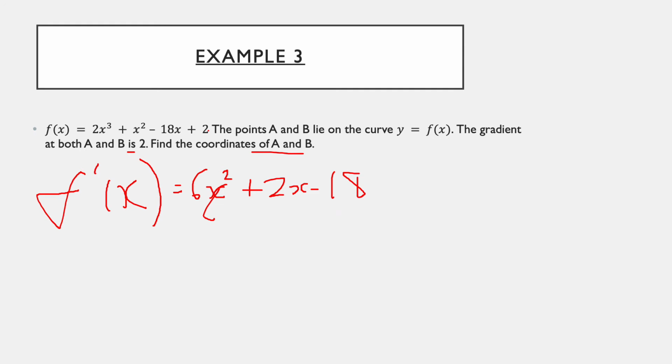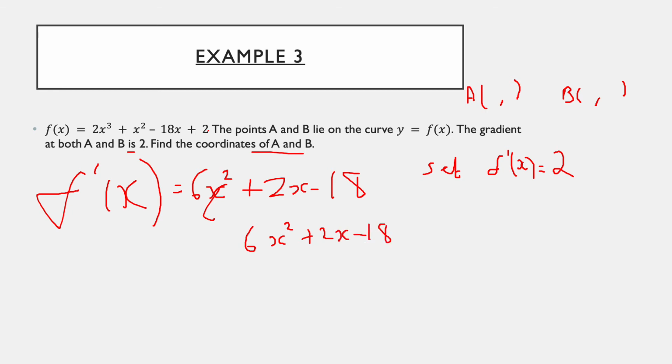Now, it's saying that points A and B have a gradient of 2. So it's not saying that the coordinates are 2. It's saying that the gradient is 2 at that point. So we've got to set f dash of x equal to 2 and then solve the equation, if that makes sense. I'm going to get 6x squared plus 2x subtract 18 is equal to 2. So the derivative is equal to 2.